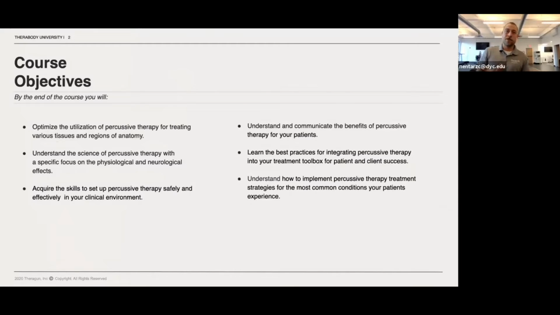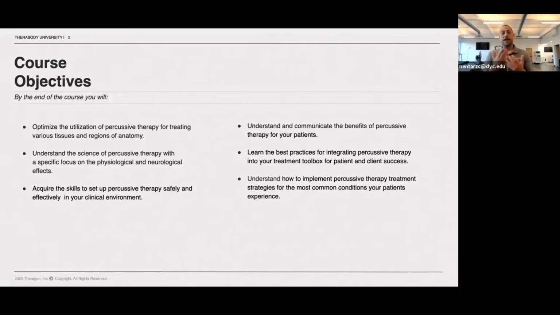So our course objectives today are as follows. Number one, we're going to talk about treating various tissues and regions of anatomy. When I say regions, it's not just muscle chains or individual muscles. We're going to talk about neurology, and where we could treat the body based on where Golgi tendon organs or muscle spindles are, and it's going to change the physiologic application and what happens to the body.